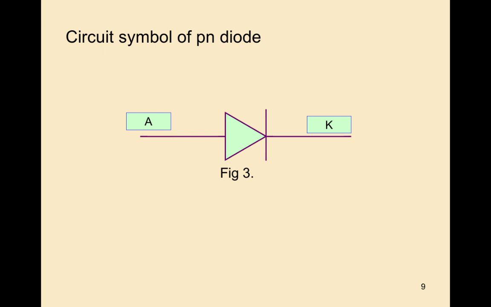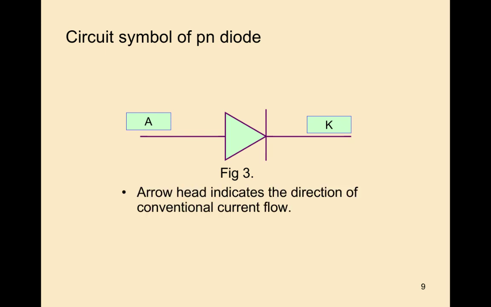This is the circuit symbol of the p-n diode: one triangle and one straight line. The arrow indicates the direction of conventional current flow. The anode is on the left side and the cathode is on the right side.